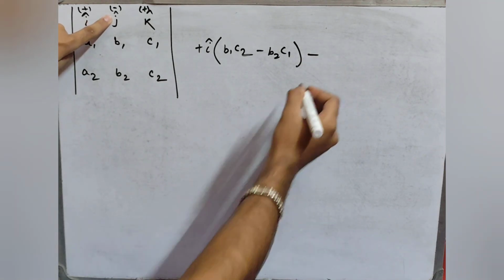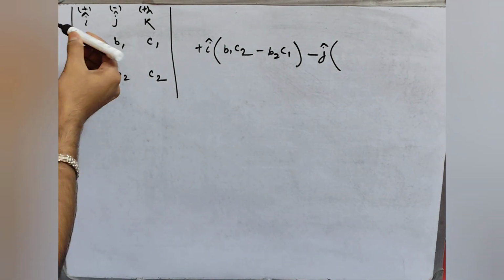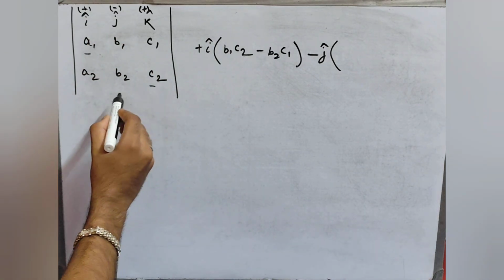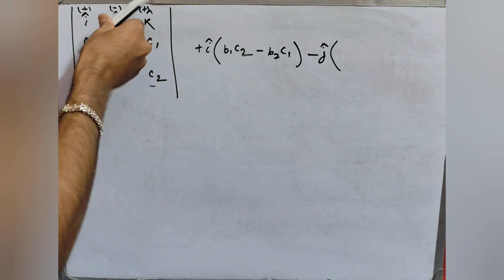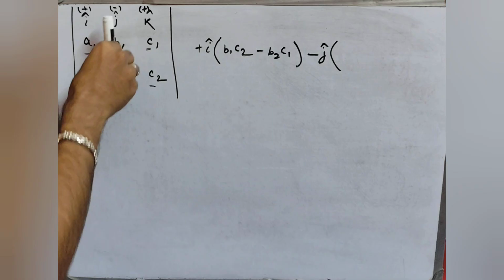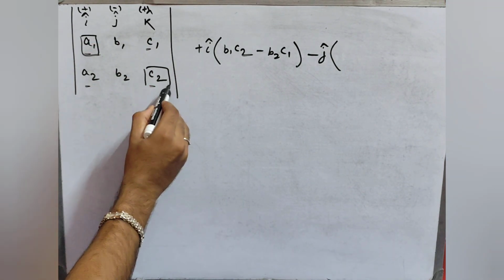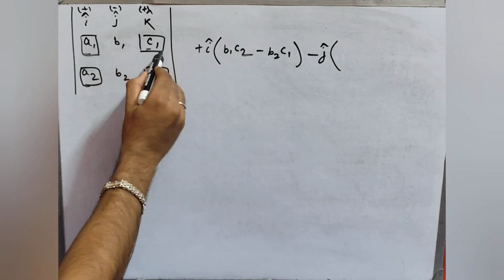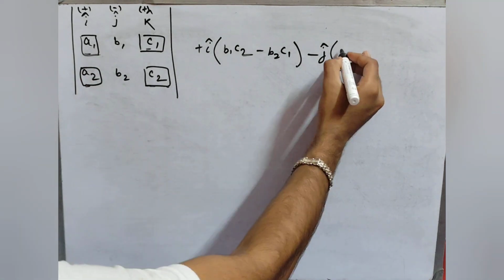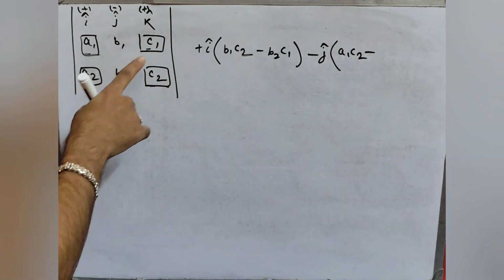Then put a minus sign and j cap. In this situation, you should consider that this row and this column are absent. So the remainings are A1, C2, C1, A2. Multiplying diagonally, it will be A1 C2 minus A2 C1.